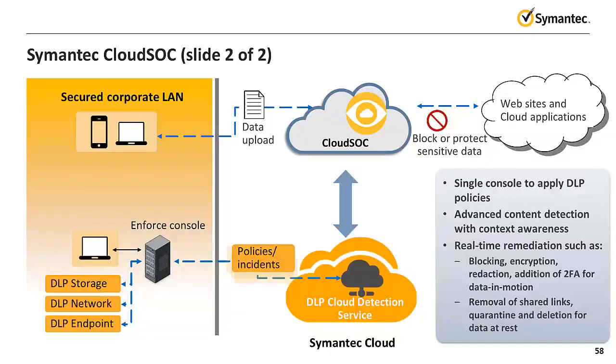At the bottom left of this figure, you can see the Enforce server, which is connected to the DLP Cloud Detection Service Cloud Detector, hosted in the Symantec Cloud. When a user interacts with a cloud app, for example attempting to upload data, CloudSOC monitors the interaction and forwards the content and any contextual attributes to the Cloud Detection Service for analysis against DLP policies. In case of a violation, the Cloud Detector captures the incident and returns a verdict to CloudSOC, which then takes the appropriate action, for instance, blocking the attempted upload.